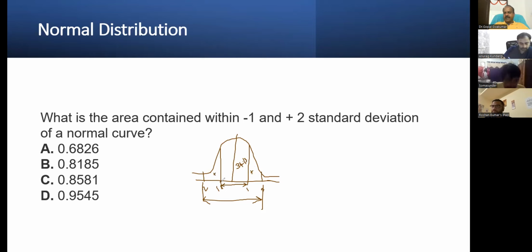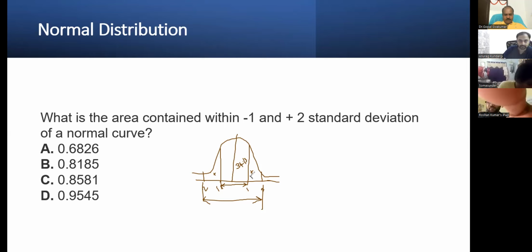All of you are following me? 95.45 minus 68.27. What is the number you are getting? Please work along with me. 95.45 minus 68.27. How much is the number you are getting? 27.18. Very good. 27.18 will divide into both sides. This right side area, 27.18 divided by 2 is 13.59. Very good.